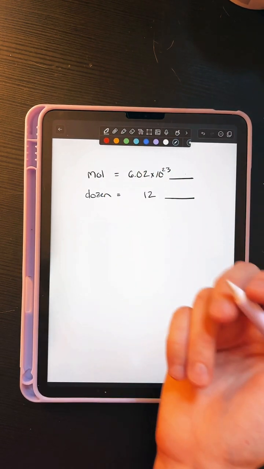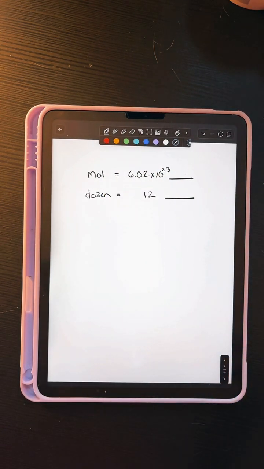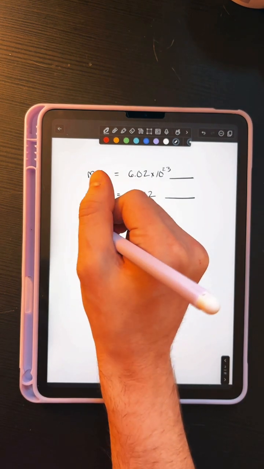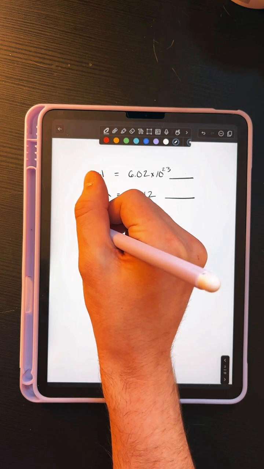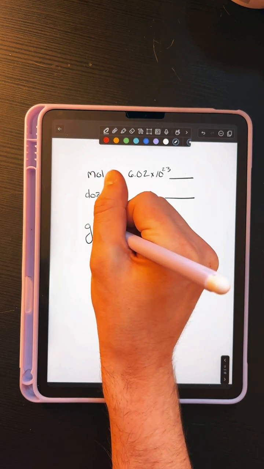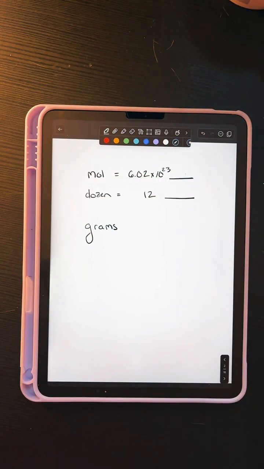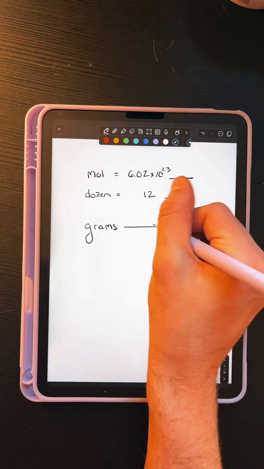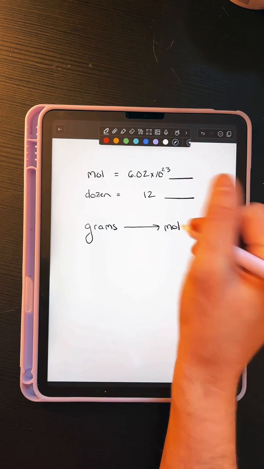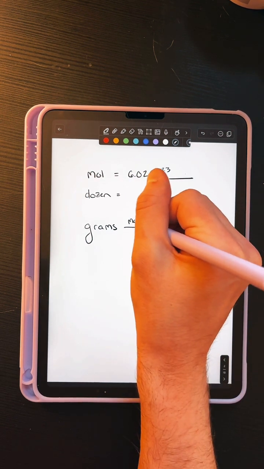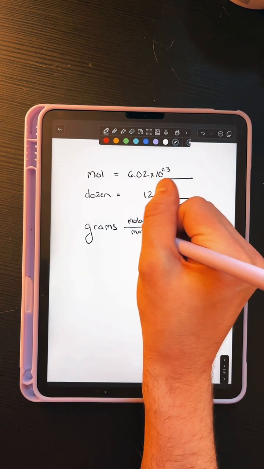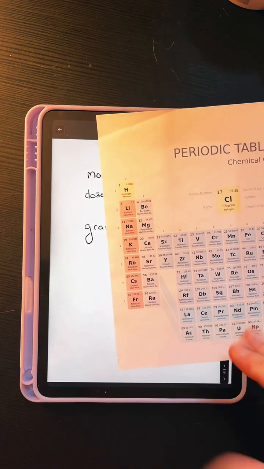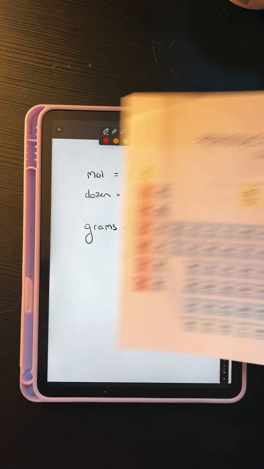So let's say we start out with some number of grams, and we want to figure out how many moles of that substance we have. Well, we can go from grams to moles using an element's molar mass. And that comes directly from the periodic table. That's our atomic mass number.